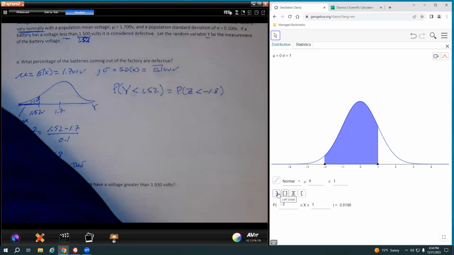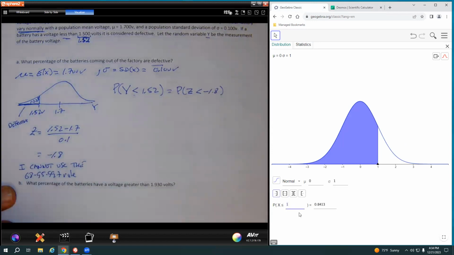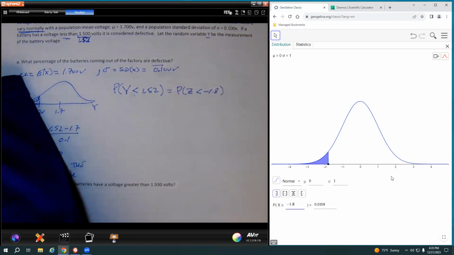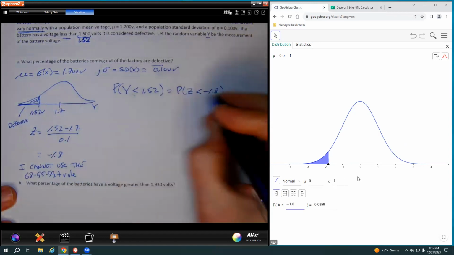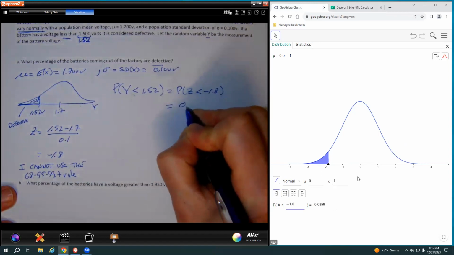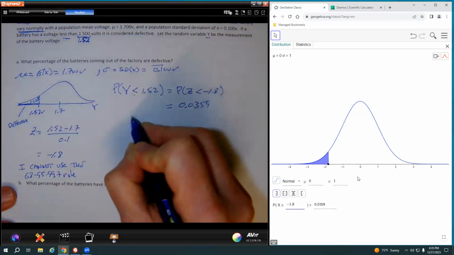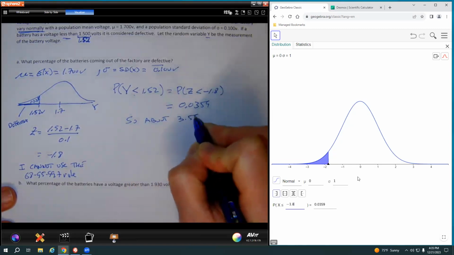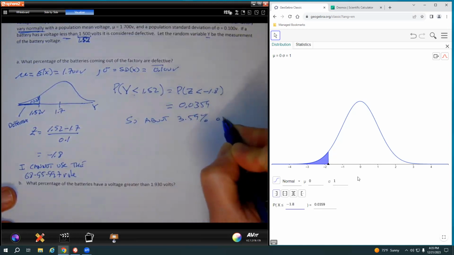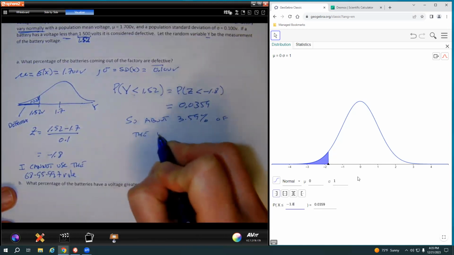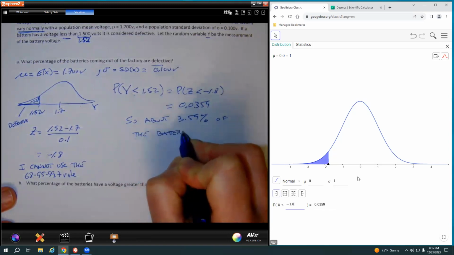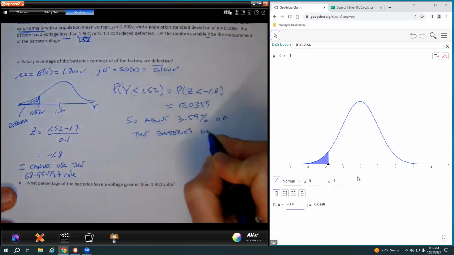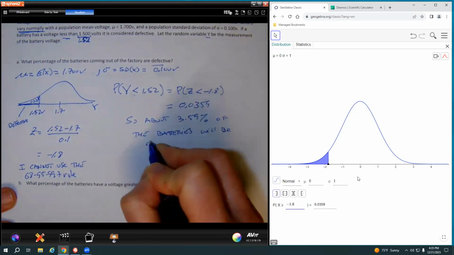So I want the values less. So I click here to the less button. I enter what I want, which is negative 1.8. That's my z-score. So because this is a 0 and that's a 1, these are all z-scores. I enter my z-score into that, and I can see the answer is 0.0359. So about 3.59% of the batteries will be defective. And of course, this is terrible.